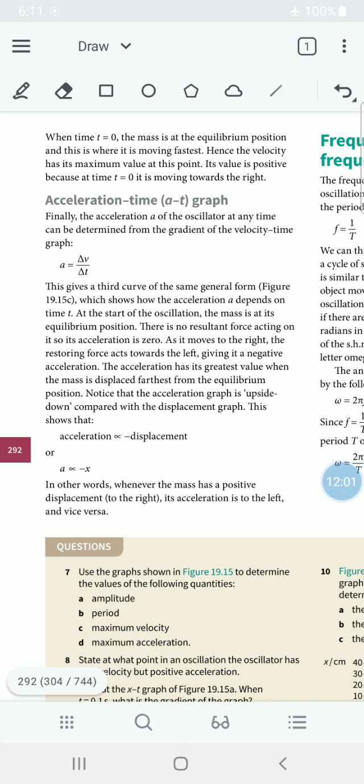As it moves to the right, the restoring force acts towards the left, giving it a negative acceleration. The acceleration has its greatest value when the mass is displaced farthest from the equilibrium position. Notice that the acceleration graph is upside down compared with the displacement graph. This shows that acceleration is directly proportional to the negative displacement, right?